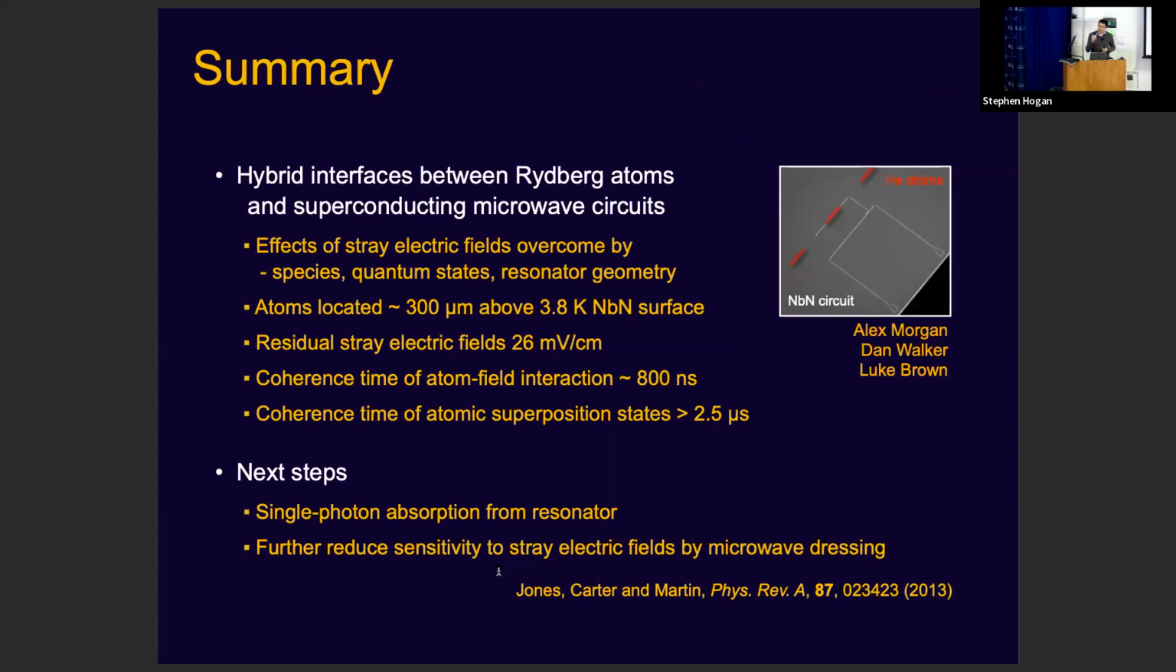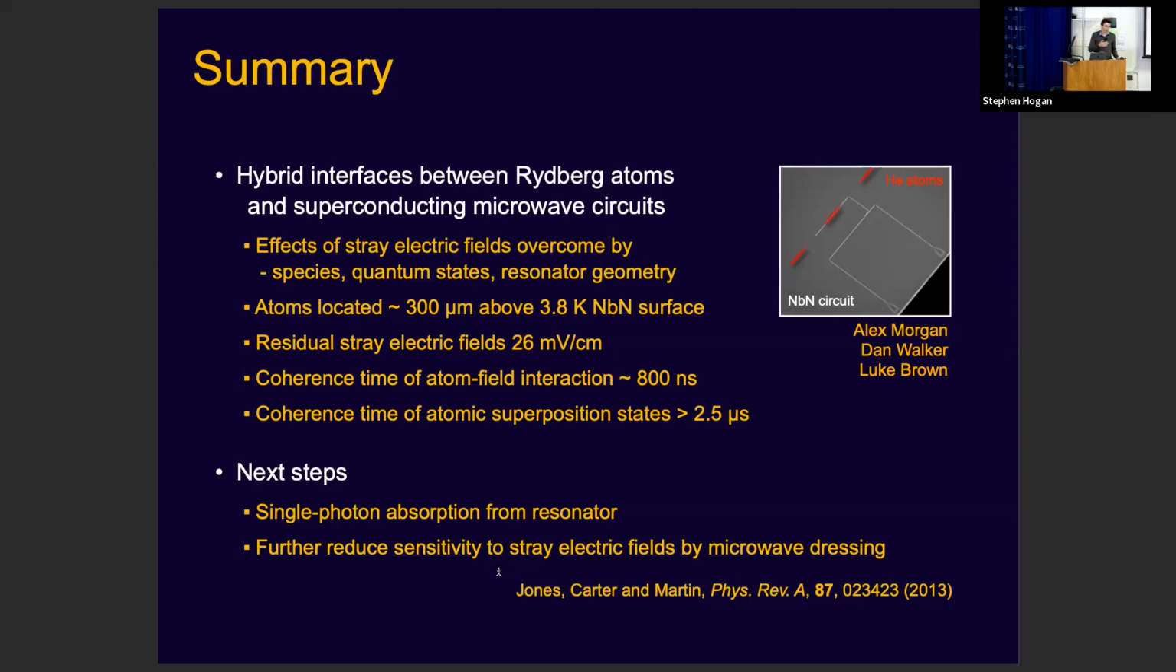So we've seen that we can prepare atoms and let them interact resonantly with the microwave fields in this type of resonator, and we can control the fields close to the surface to this range of a few tens of millivolts per centimeter. And our coherence times, at least of the atomic superposition states that we generate, are not limited by the fields, but by the flight of the atoms above the resonator. At the moment, we're still driving these 2-photon transitions.